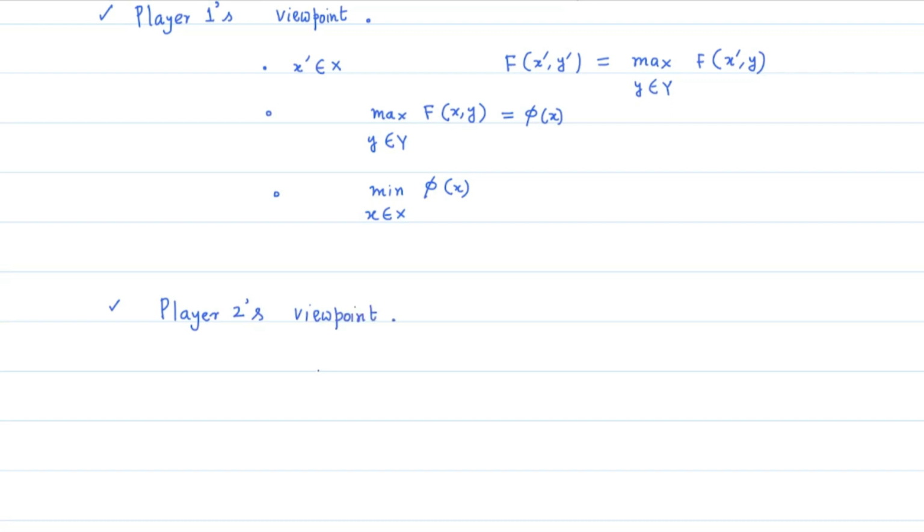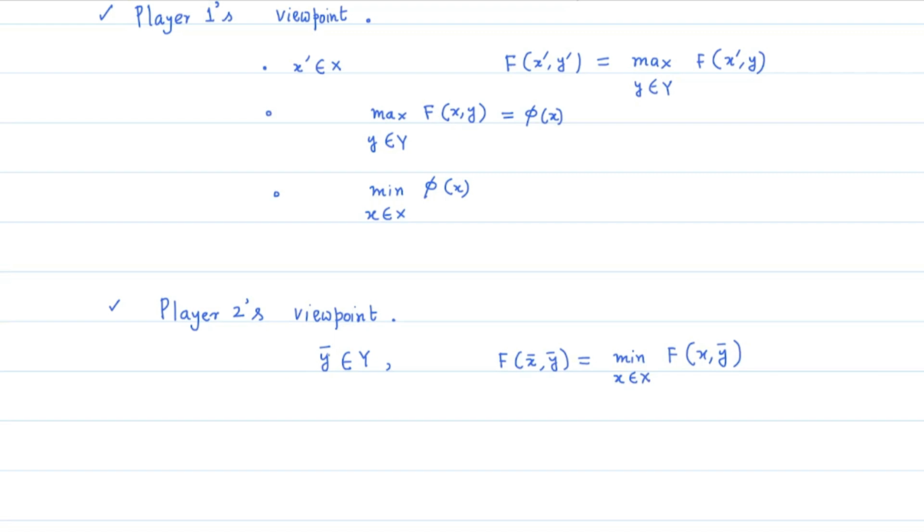Player 2 wants as much as possible to be taken out from player 1, so he will analyze in the following manner. If player 2 chooses a particular strategy, let's suppose y bar, then as player 1 is equally intelligent, player 1 will choose that particular x bar which gives the minimum value of the function f(x, y bar), where x belongs to capital X, right?